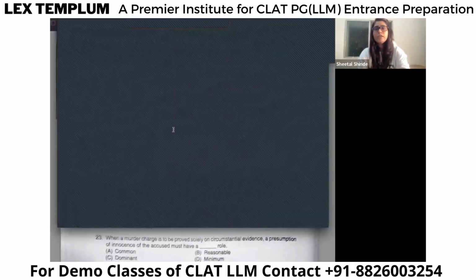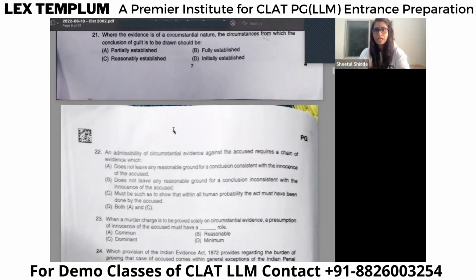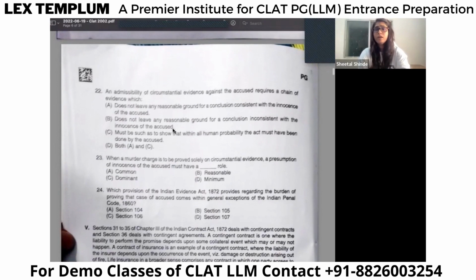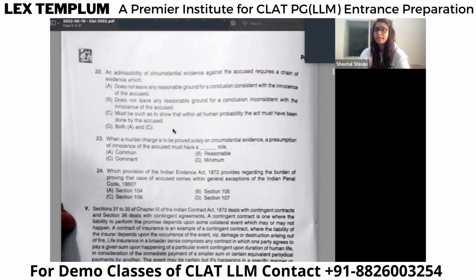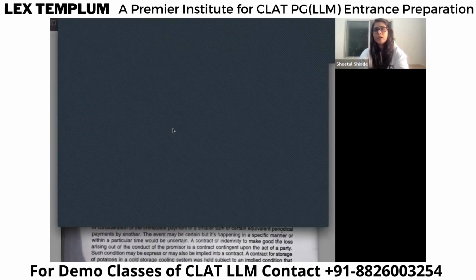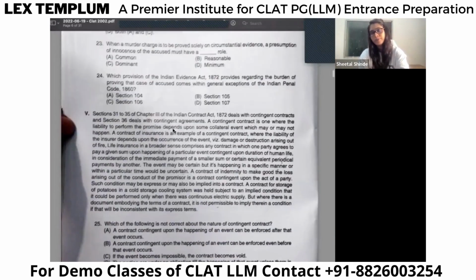21. Then the answer for 22 is D, that is both A and C. This is again a very easy one. Answer to 23 is C, that is dominant. Answer to 24, again, this is a very, very direct question. So it's B, section 105.